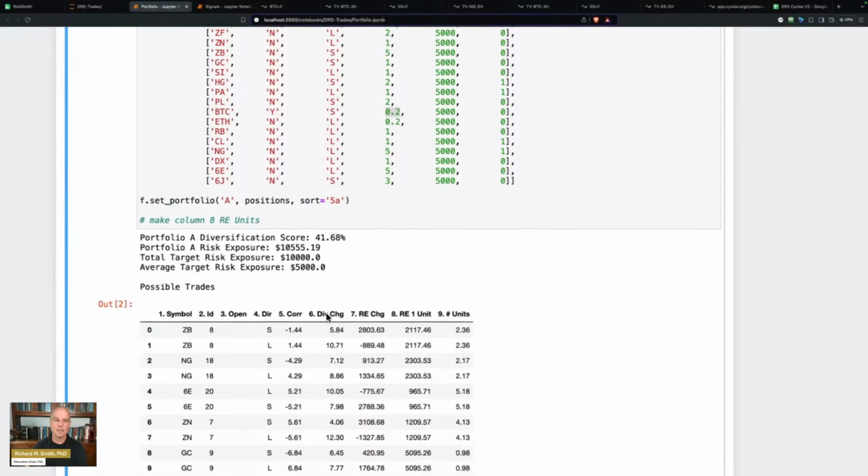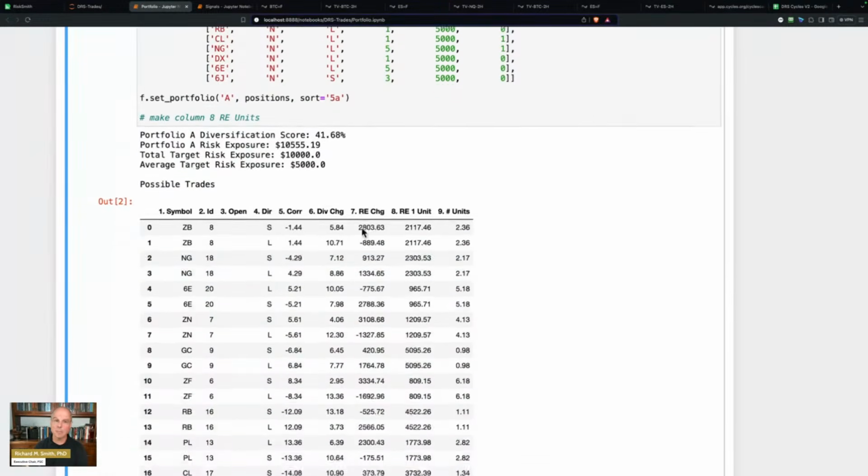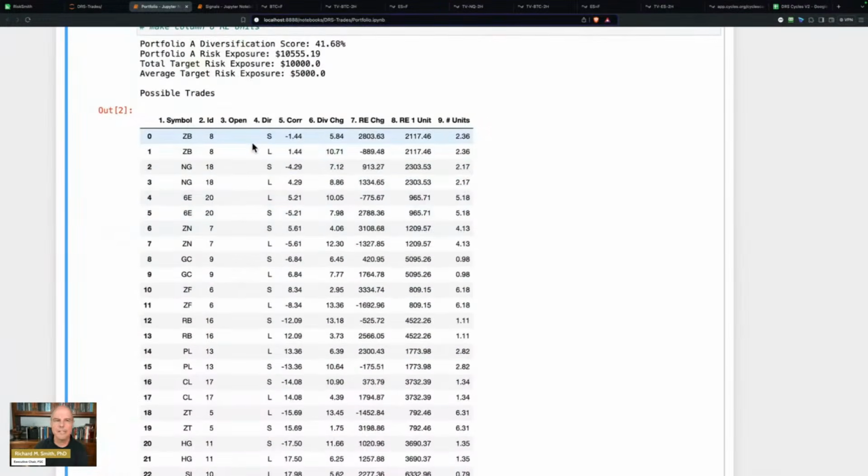All right. Now I've got this table here that tells me what are the next trades I might consider making that are least correlated to my existing portfolio. So ZB is Treasury bonds, the 30-year bonds. It's pretty uncorrelated at 1.44% correlation. Natural gas is pretty uncorrelated. We've been talking about natural gas.